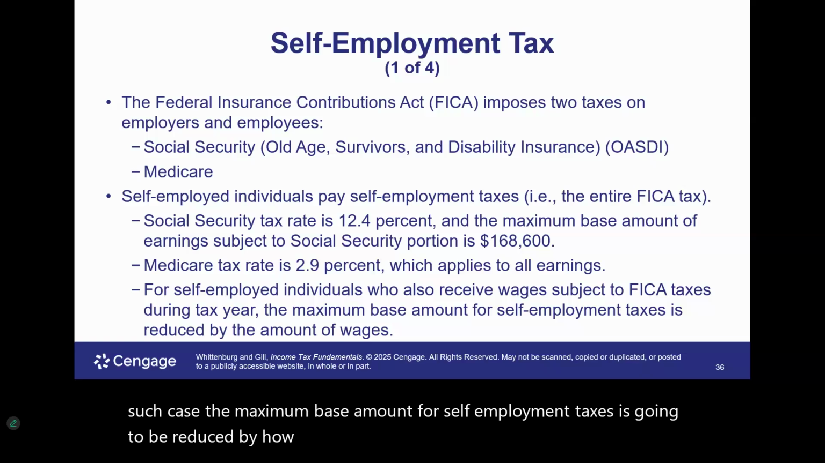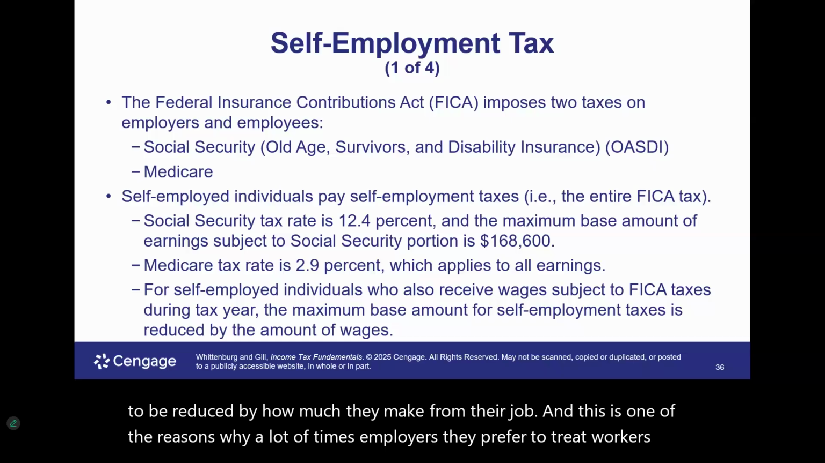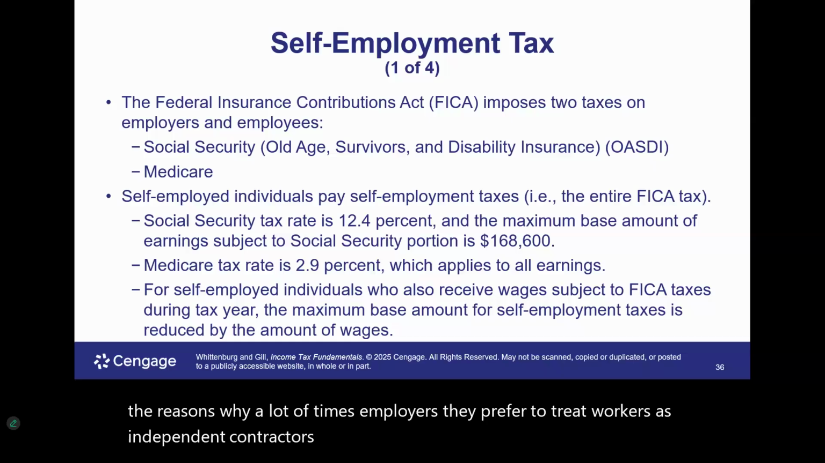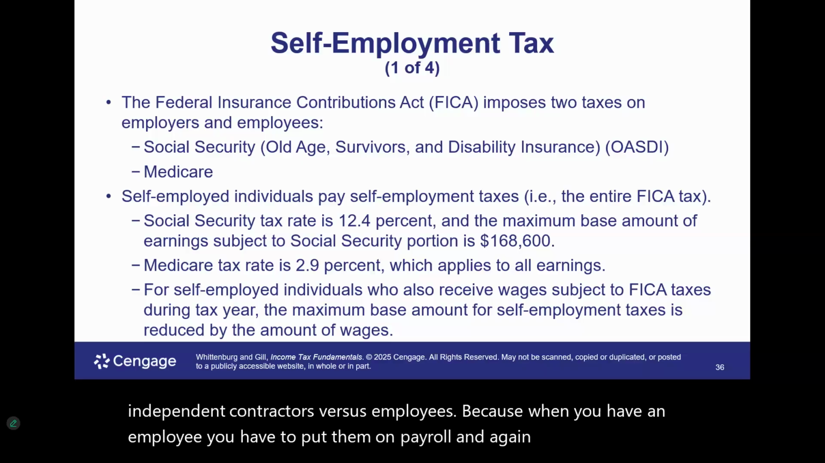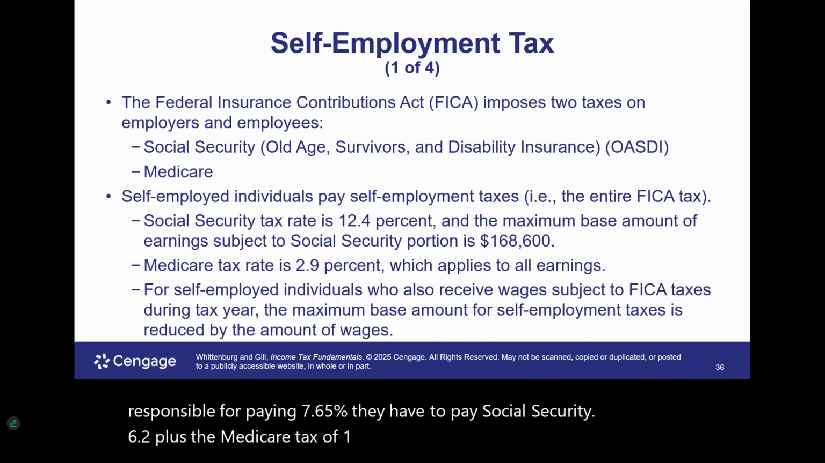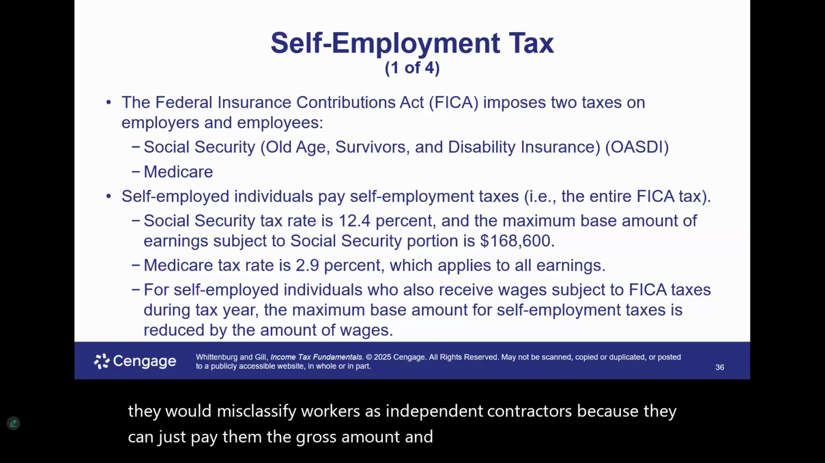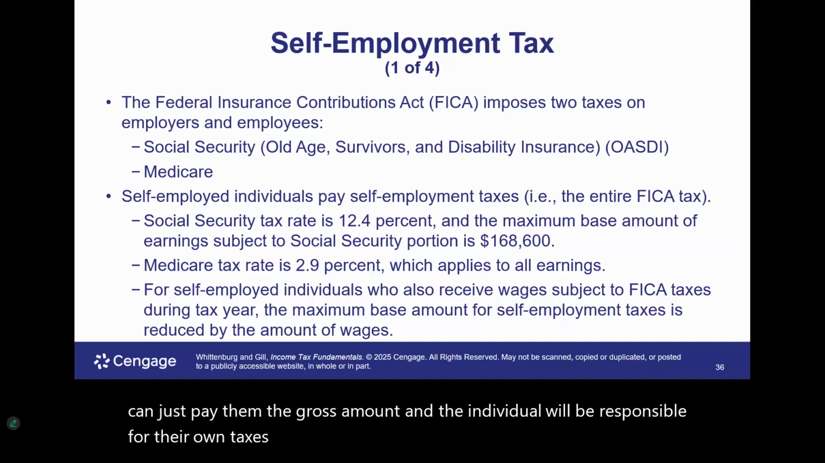And this is one of the reasons why a lot of times employers prefer to treat workers as independent contractors versus employees. Because when you have an employee, you have to put them on payroll. And again, the employer is responsible for paying 7.65%. They have to pay Social Security 6.2 plus the Medicare tax of 1.45. So that's a lot of the time why employers would misclassify workers as independent contractors, because they can just pay them the gross amount and the individual will be responsible for their own taxes. But there are very hefty penalties and fines if that is found out.